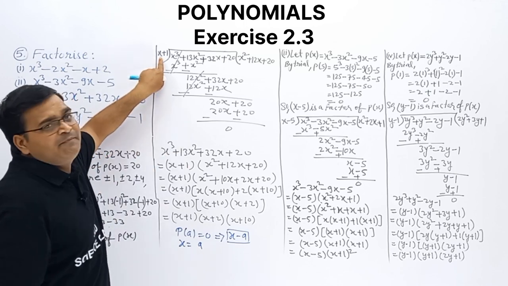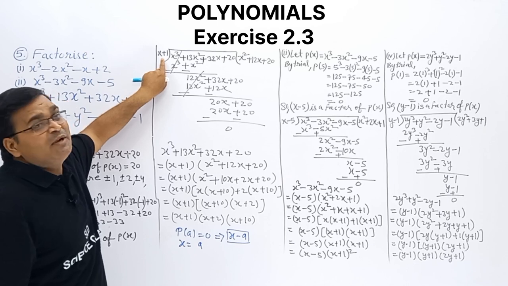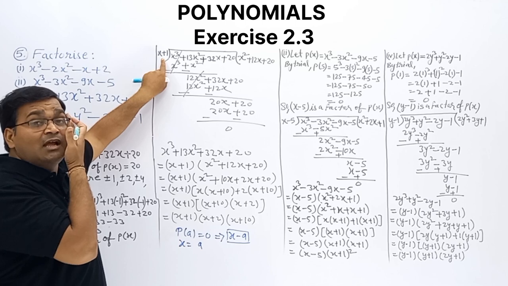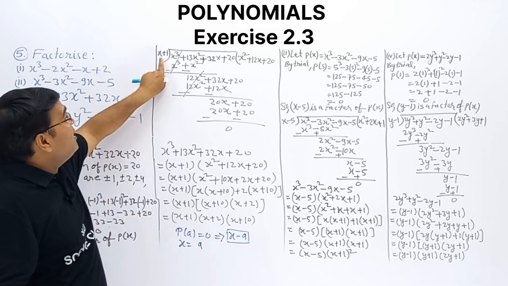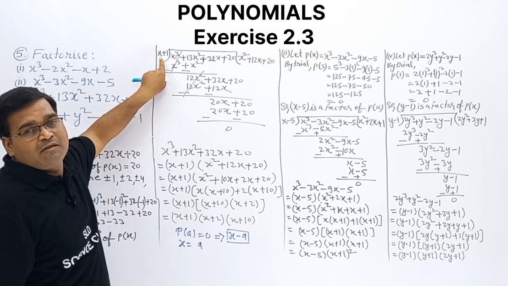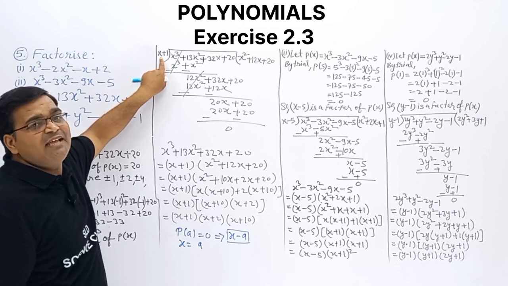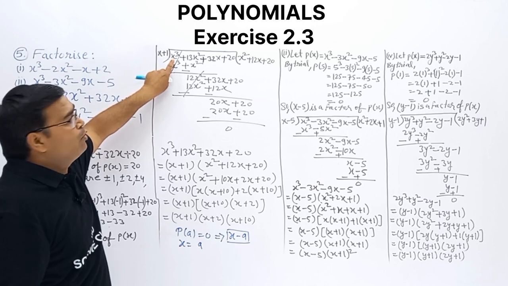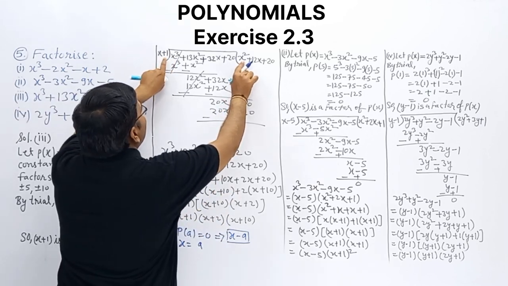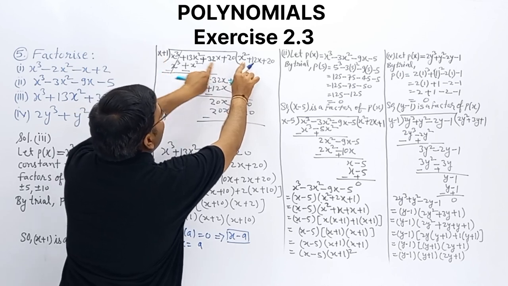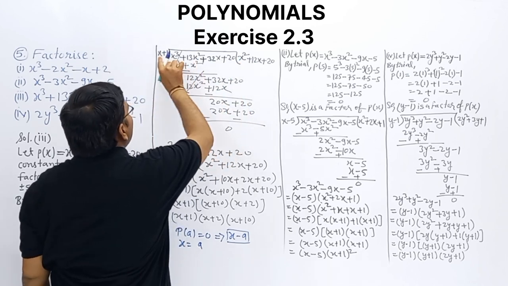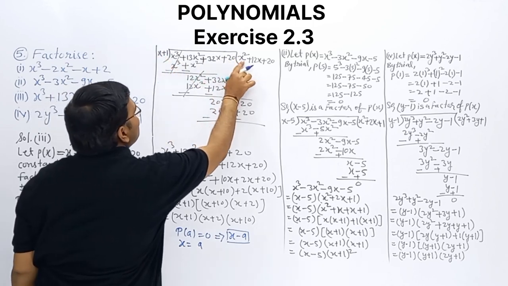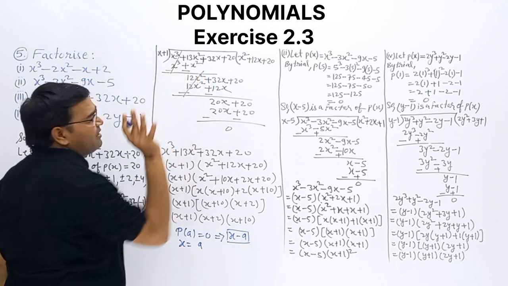Once we multiply x plus 1, x is multiplied by x square. x into x square will be x cube. So when we multiply this one by x square, we are getting x cube. This is the divisor and this is the dividend. So x square multiplied by x gives x cube, and x square multiplied by 1 gives x square.